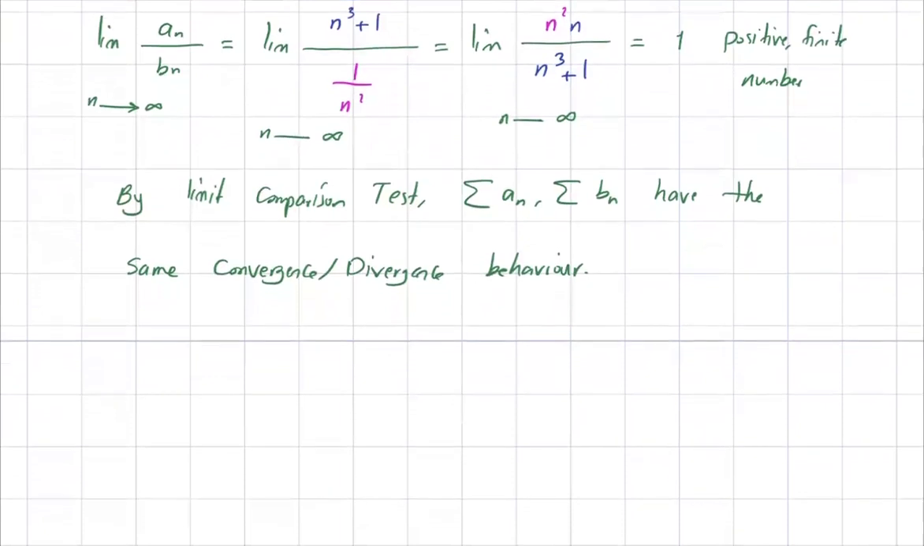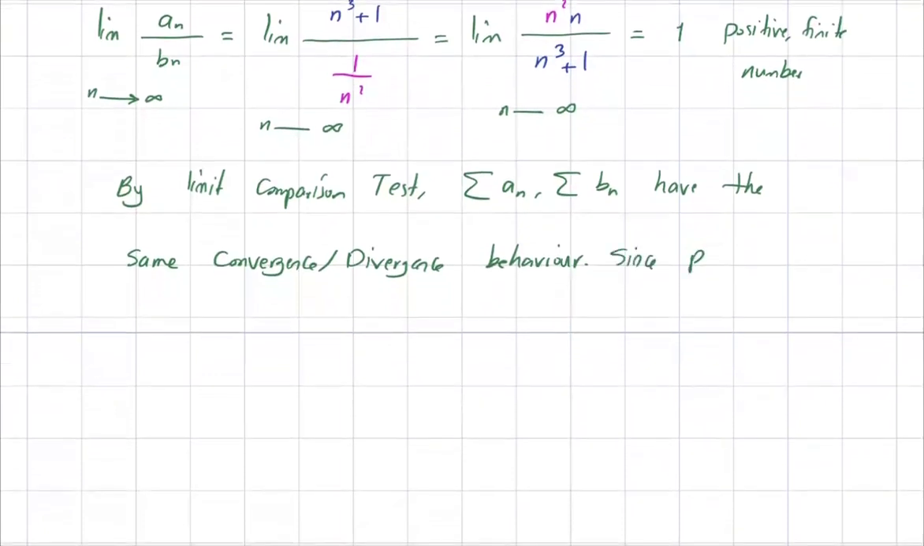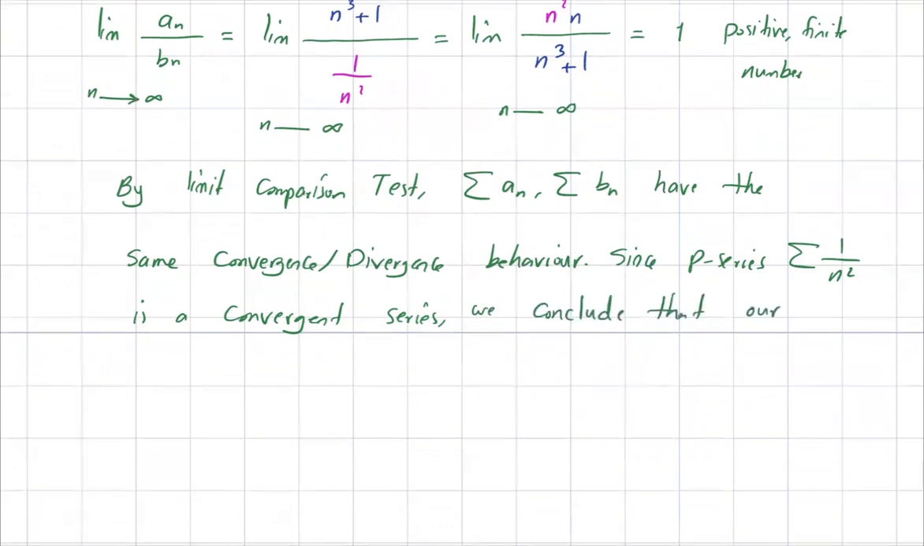But since the p-series, the summation of 1 over n squared, is a convergent series, we conclude that our series, which is the summation of n divided by n cubed plus 1, is also a convergent series.